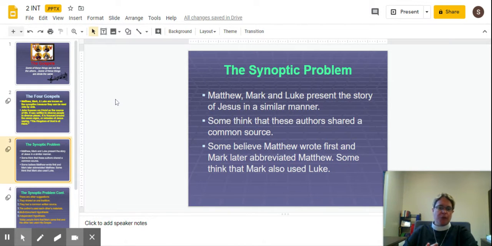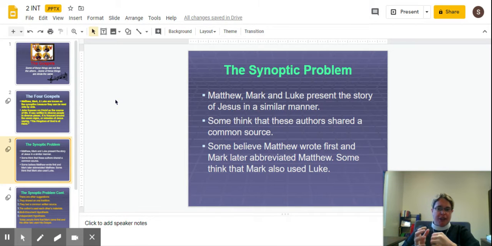So let's talk a little bit about what they call the Synoptic Problem. Why do Matthew, Mark, and Luke look so similar? Because Matthew, Mark, and Luke present the story of Jesus in a very similar manner. You've probably realized this being an Episcopalian, that we read a lot of scripture in church, and you'll notice that sometimes you don't even think about which gospel you're reading because sometimes it just doesn't matter. They all kind of say the same thing, right? So we're going to talk a little bit about that.